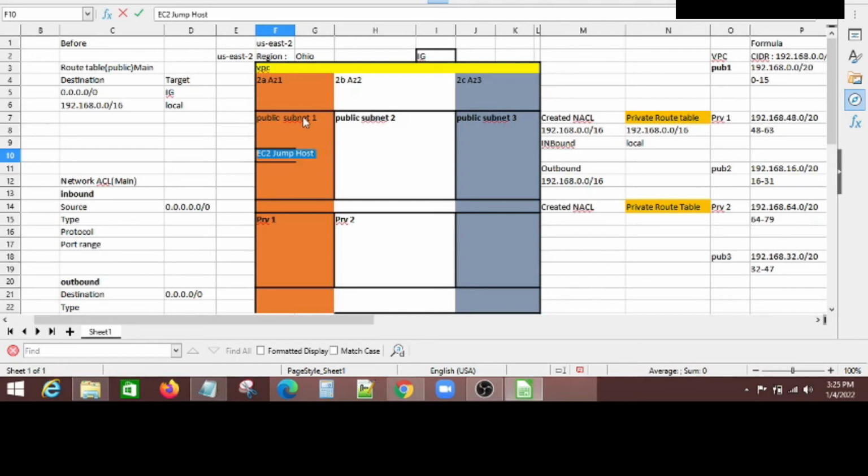But this is in a public subnet. In a public subnet, you allow anything public, right? 0.0.0.0/0. But for this, I want some traffic to be only from a certain range, a certain protocol, or a certain IP address. I can do that by defining those rules in the security group.